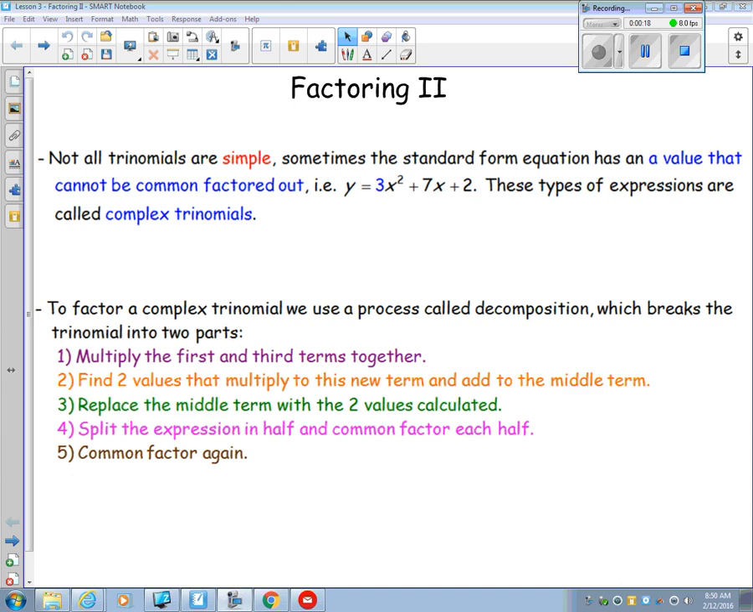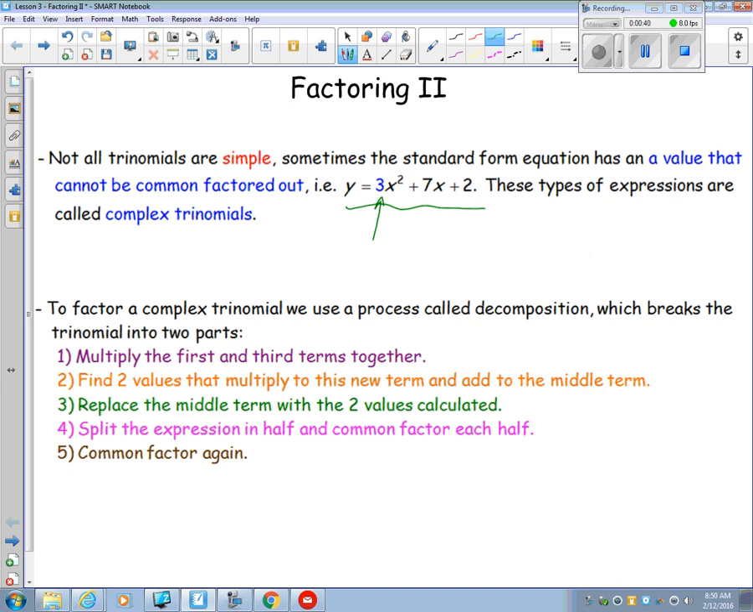For example, we could have a trinomial which has a value out front, for instance this one right here, that cannot be common factored. I can't divide everything by 3. I get fractions or decimals, and we don't want those things. So when we come across something that cannot be factored out, and it's still a trinomial, we call them complex. So for instance, this one right here is a complex because of the 3.